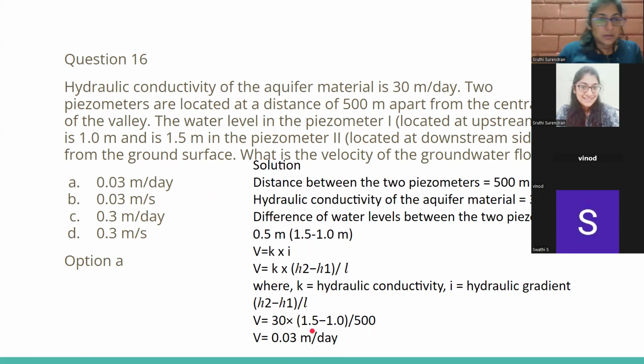Because of that, we don't have to worry much about the units. So the correct answer for this would be option A, 0.03 meters per day. Okay, moving on.